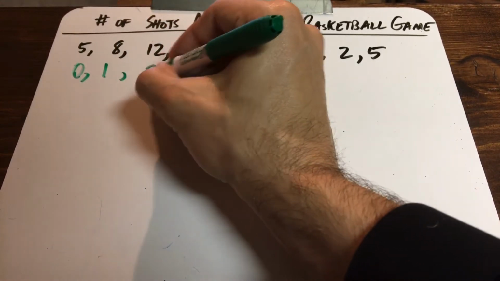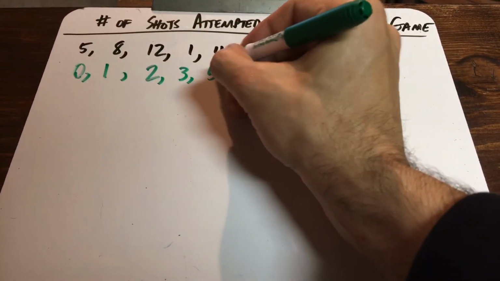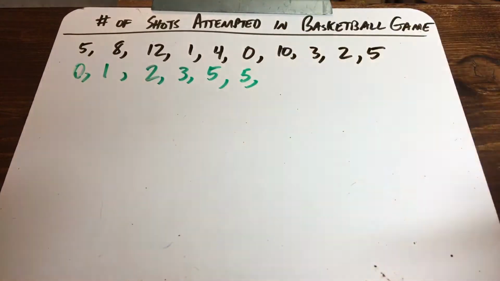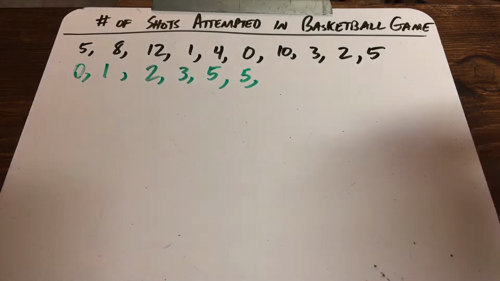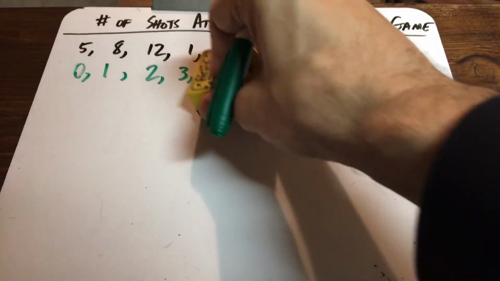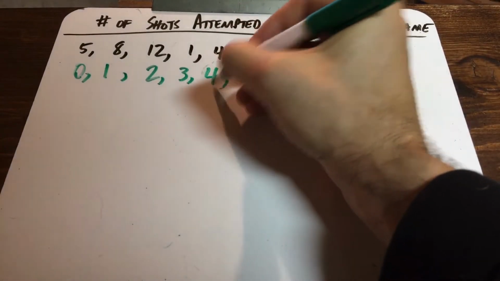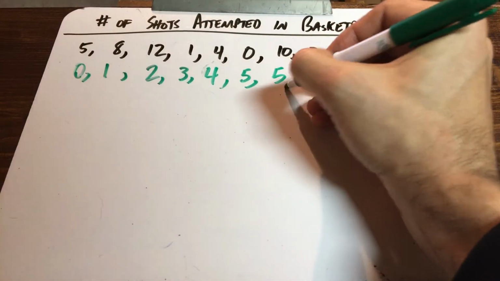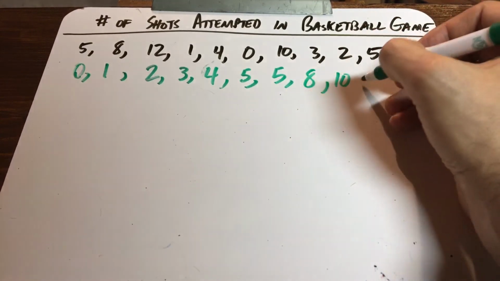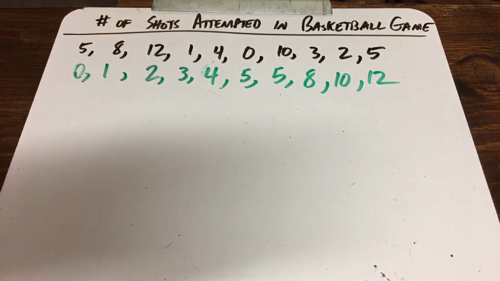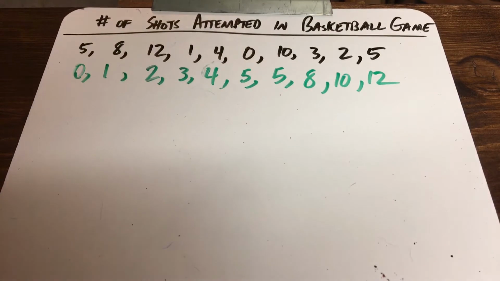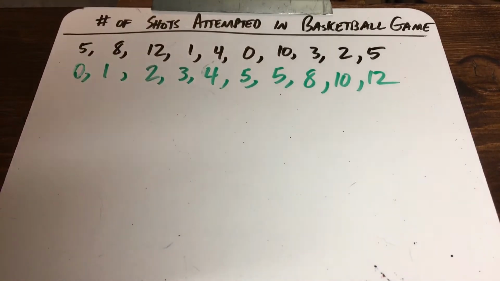0, 1, 2, 3, 5 is in here twice. No, I messed up already. There's a 4 in there. I always mess up. Trying to go too fast. There's a 4, then a 5, then a 5, then an 8, then a 10, then a 12. Okay, do I have all 10 numbers? 1, 2, 3, 4, 5, 6, 7, 8, 9, 10. Yes, I double-checked. I've got all 10 numbers written down.